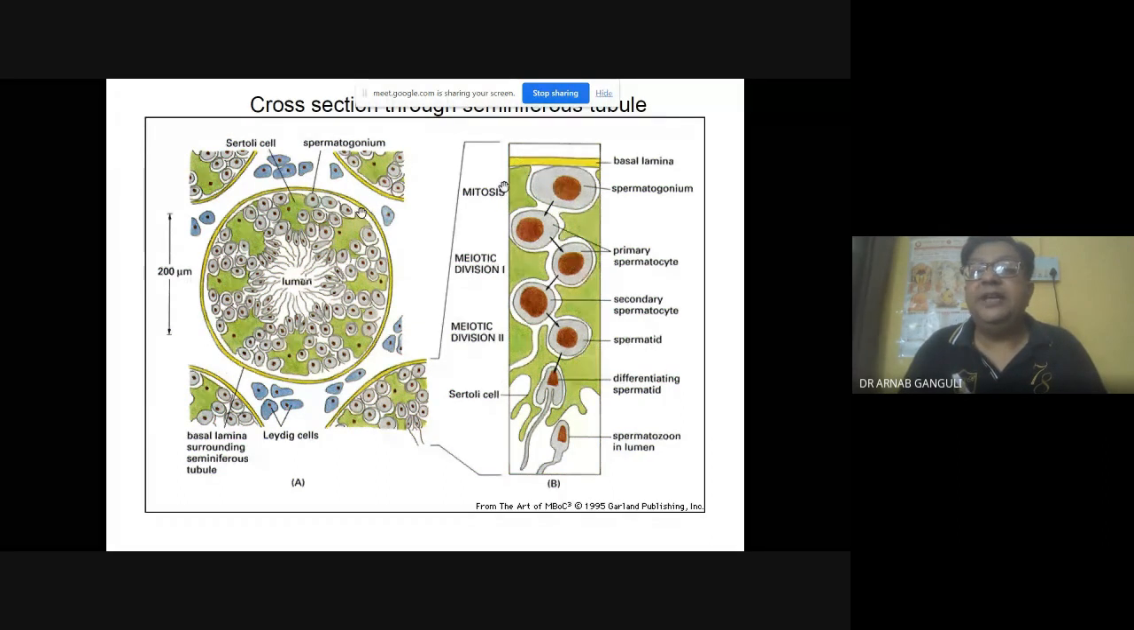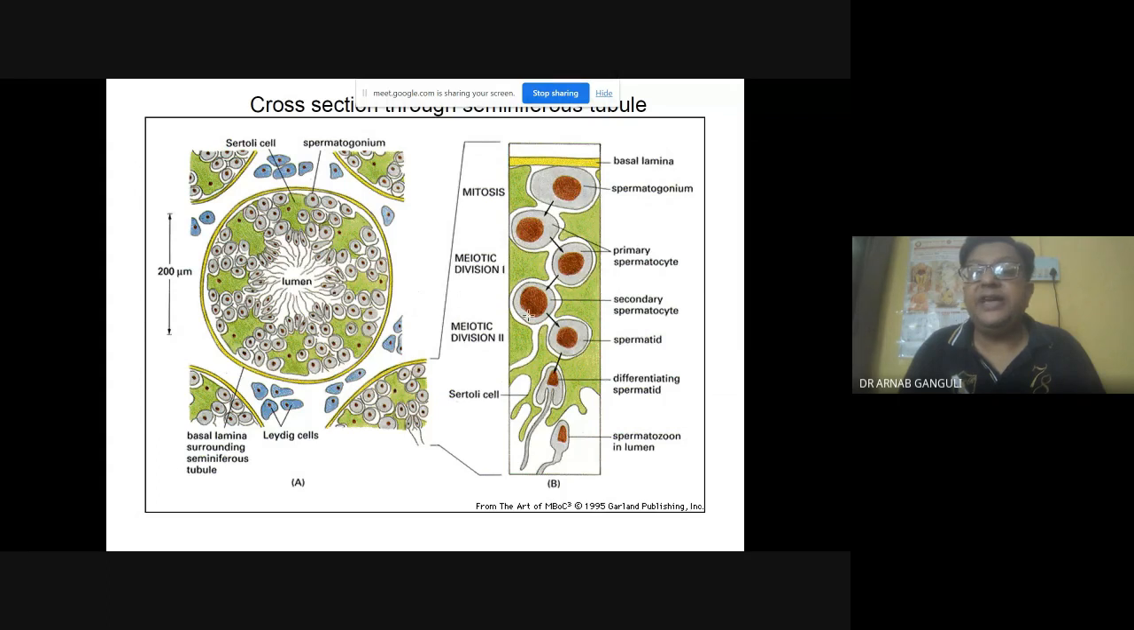So from the basal lamina, you have the spermatogonium. Then here is the primary spermatocyte. Then the secondary spermatocyte, which forms the spermatid. And then that differentiates into the spermatozoa and is released inside. And the residual body is remaining here. You have lots of residual bodies staying here. So this is how spermatogenesis actually takes place, and where it takes place. Clear so far? Yes, no?